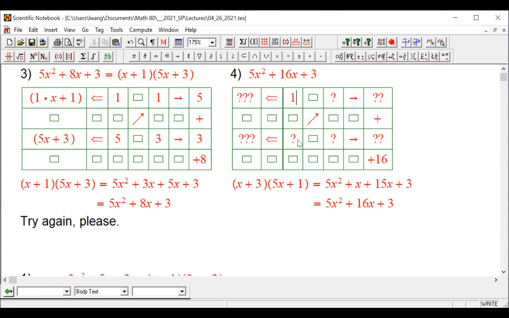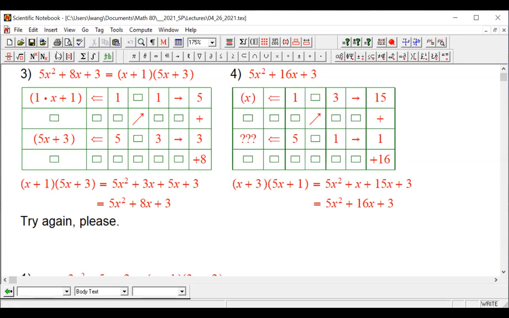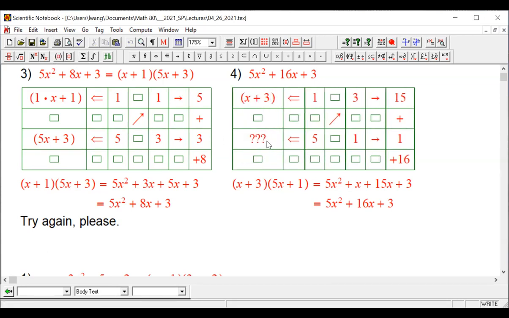So I suppose this is 1, this is 5, this is 3, and this is 1. Is that right, Alan? So 3 times 5, that's 15, and 1 times 1 is 1. So it makes a perfect match. And we got the factors, which are x plus 3 times 5x plus 1. Wonderful. I think you got it.